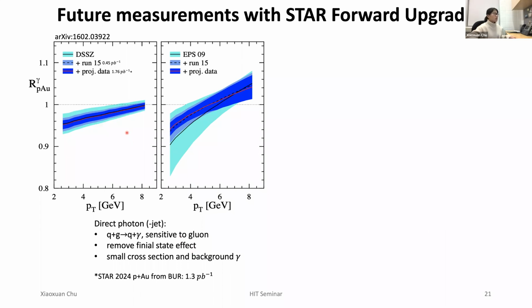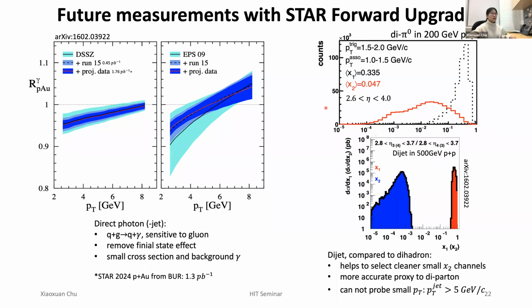And here, by adding the projected data from 2024, actually for both of the models, the SSZ and EPS09, the nuclear modification factor uncertainty can be reduced significantly by adding the projected data in the future. And I also want to mention the simulation studies for di-jet measurement.